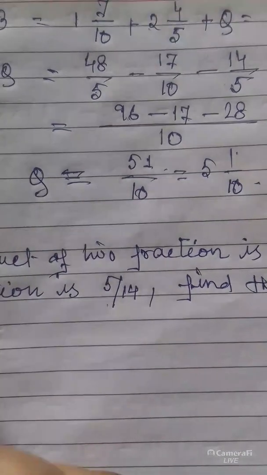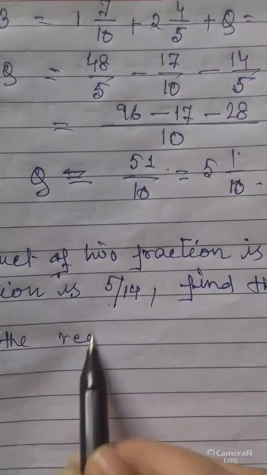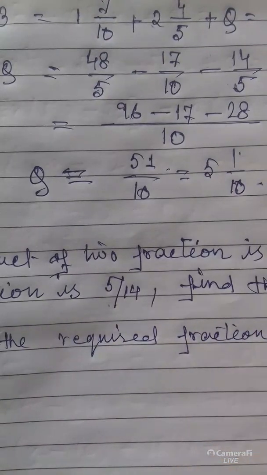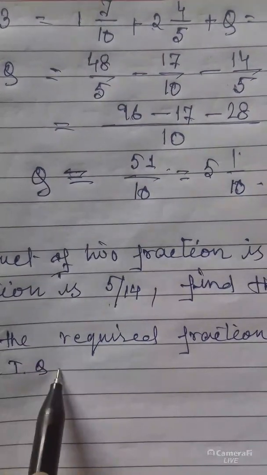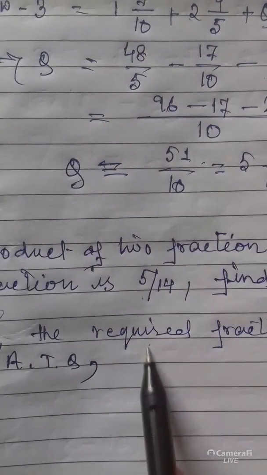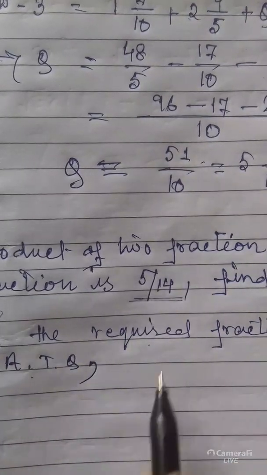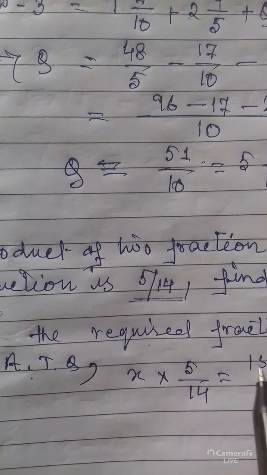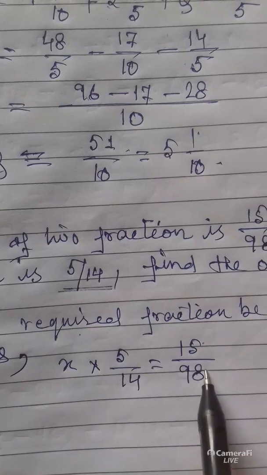So, let the required fraction be x. Now, according to the question, the product of two fractions is 15 by 98. Let the required fraction be x, and one fraction is already given, 5 by 14. So according to the question we can write x times 5 by 14 equals 15 by 98, because the product of two fractions is 15 by 98.